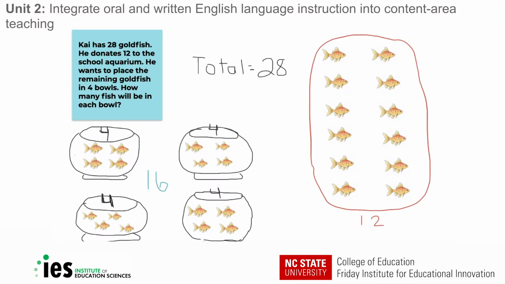Third, to visualize the problem, the teacher models with students how to illustrate what is happening in the word problem. For example, the teacher could model drawing 28 goldfish, then circling 12. Next, drawing 4 bowls and depicting 4 fish in each bowl to show how the remaining 16 fish are divided.